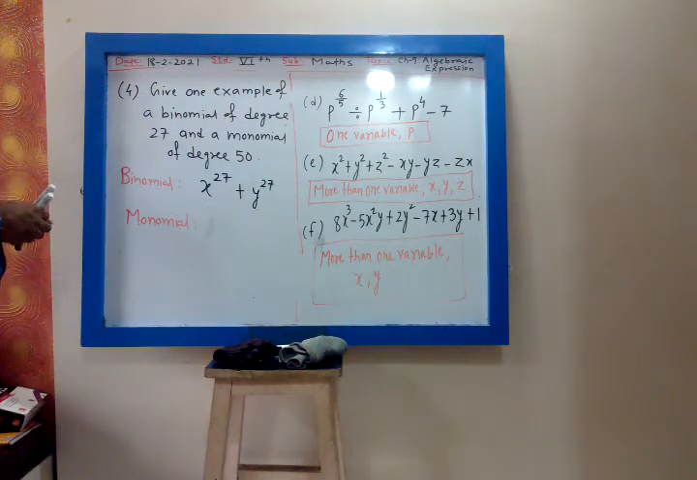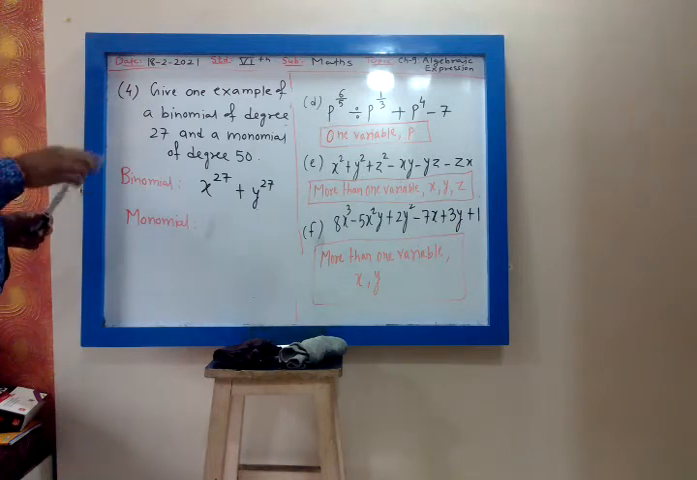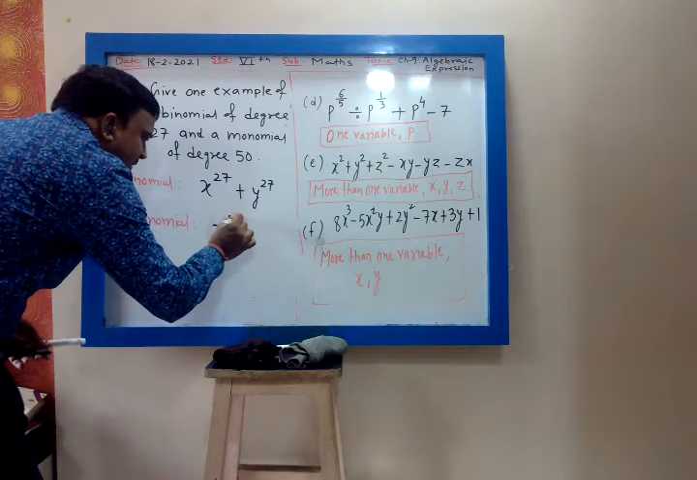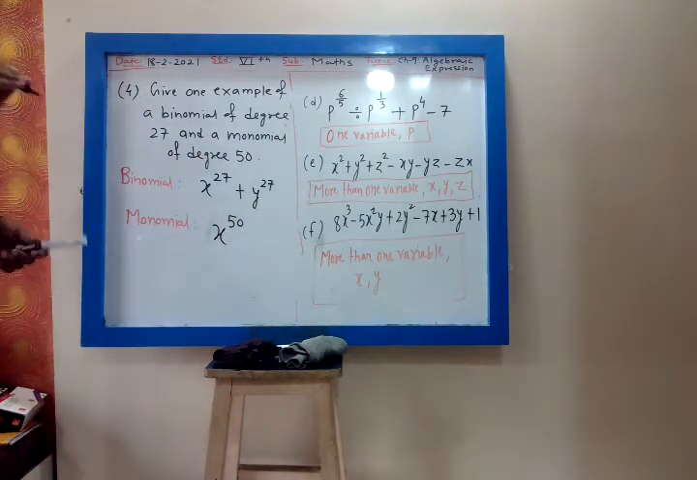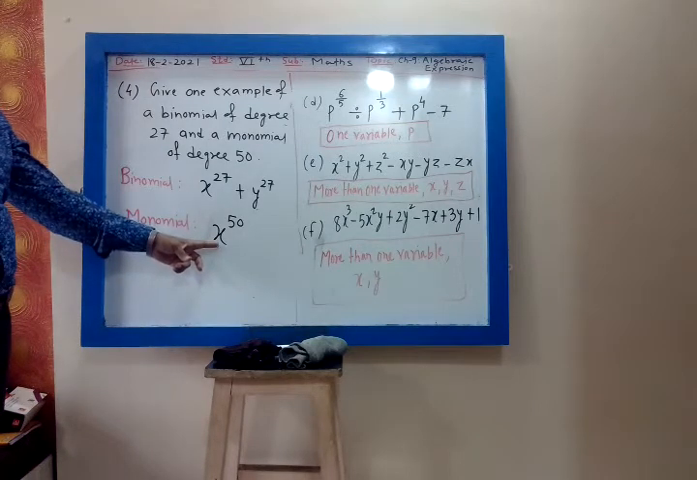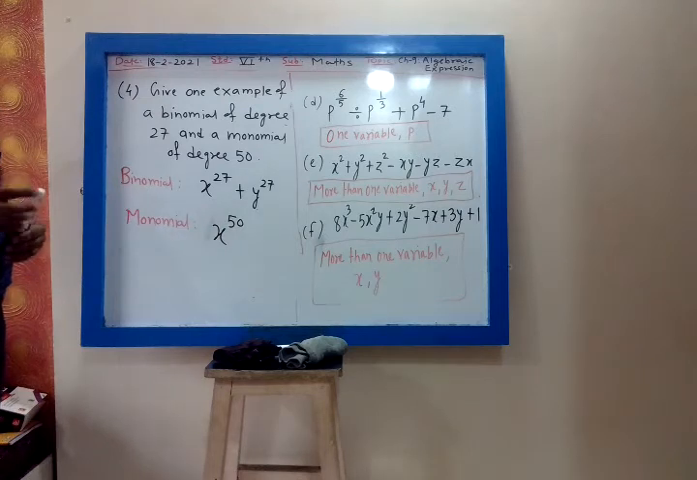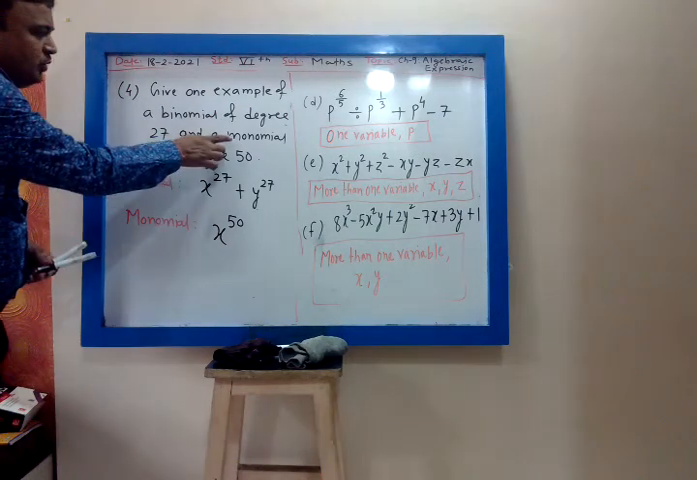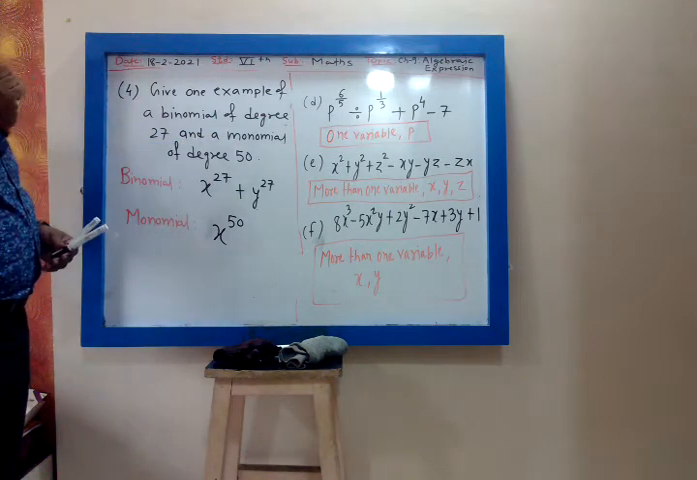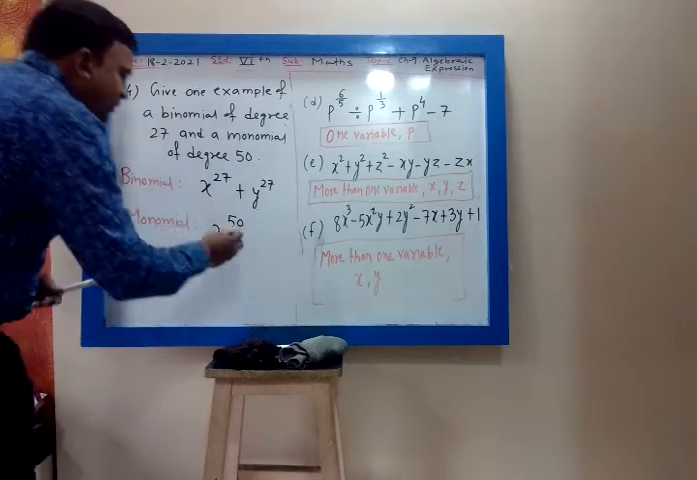What will be a monomial of degree 50? Tell me. Monomial means 1 term. You can write x power 50, or y power 50. There is 1 term. Because we want a monomial, my dear, monomial. Are you getting? You can give one more example.